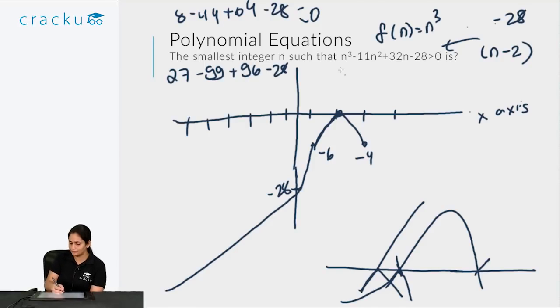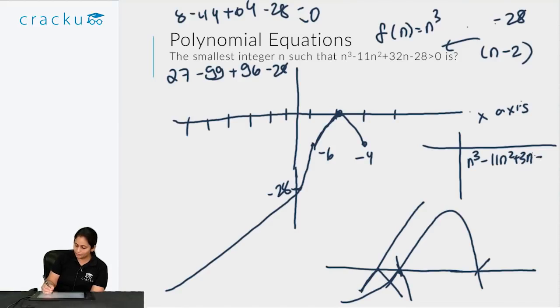If I divide this equation by n minus 2, to divide polynomial equations you have to use the long form like this. So you have n cube minus 11n square plus 32n minus 28, and you have to consider n minus 2, then multiply this by n square. So I get n cube minus 2n square. So n cube cancels, this is minus plus, so I get minus 9n square plus 32n.